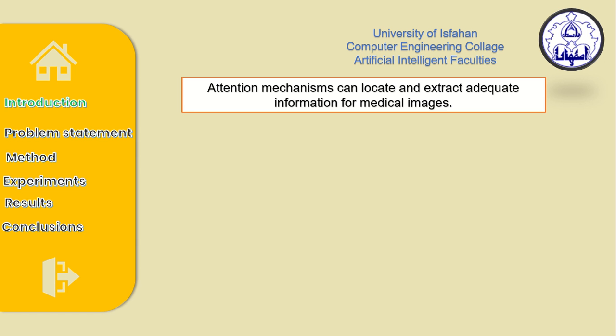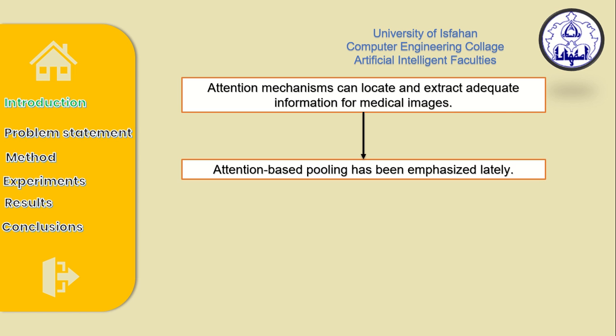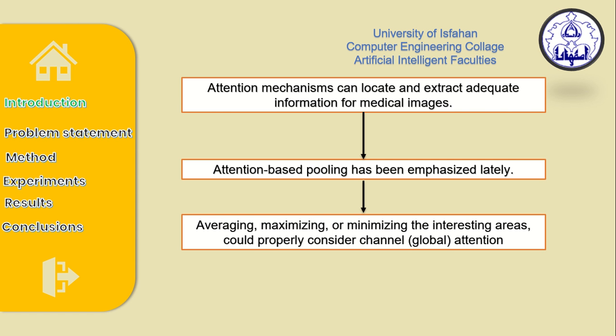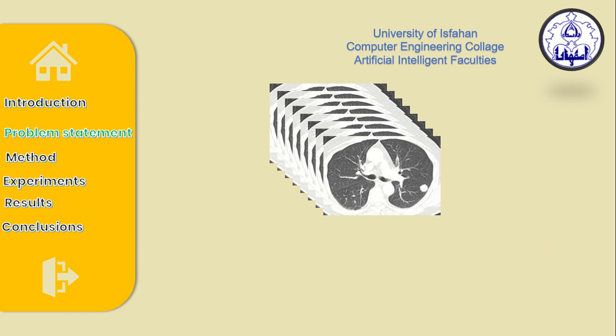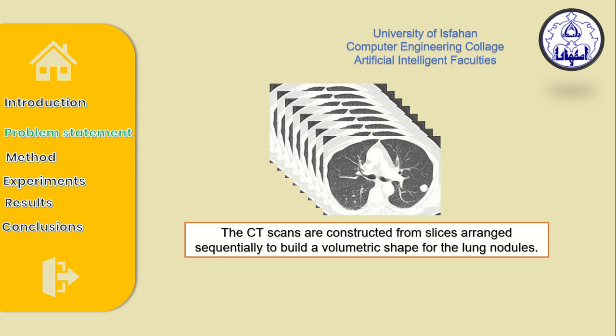Attention mechanism can locate and extract adequate information from medical images. Attention-based pooling has become emphasized lately; averaging, maximizing, minimizing the interested area could properly consider the channel global attention. The CT scans are constructed from slices arranged sequentially to build the volumetric shape of the lung nodule.